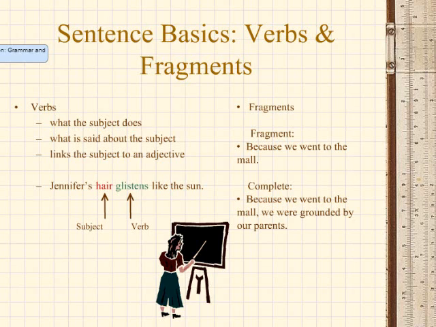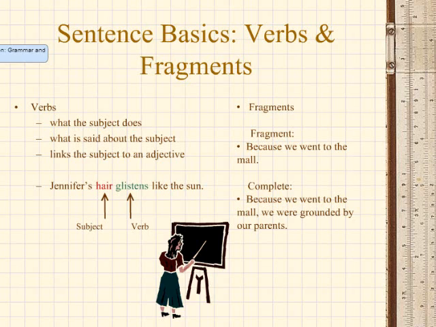The subject lets you know what the sentence is about, and the verb tells you what is being done to the subject. Here's an example. Jennifer's hair glistens like the sun. Let's take a minute and think about what we just learned. Based on the information above, what do you think the subject of this sentence is? Let's pause for a minute.